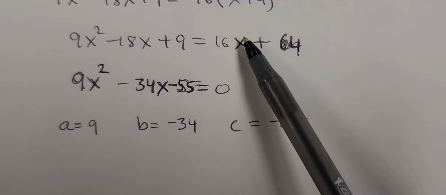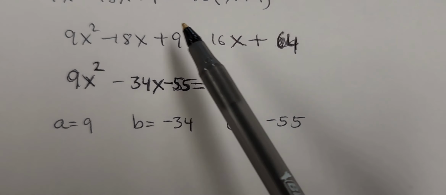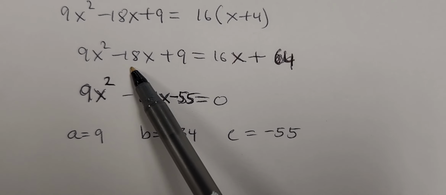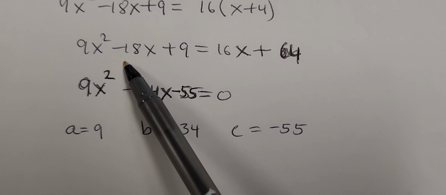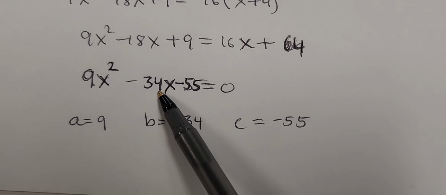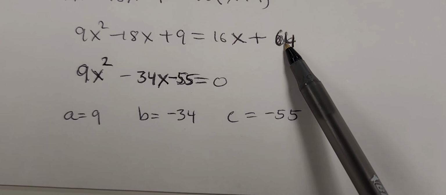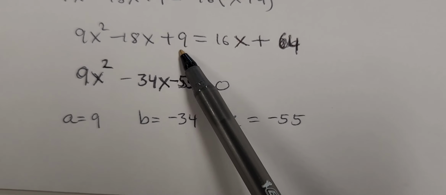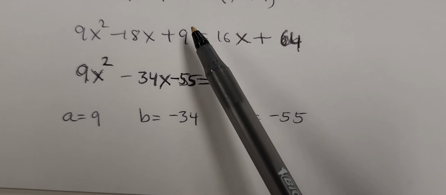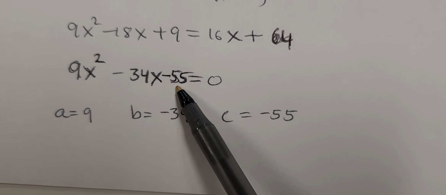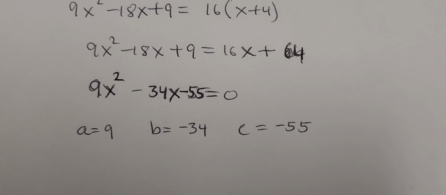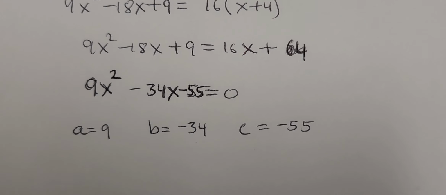One more time, this is a positive 16. Bring it to the left side will become negative 16. So negative 18 plus another negative 16 gives me negative 34. This is a positive 64. I bring it to the left side, becomes negative 64. So 9 subtract 64 gives me negative 55. Okay, so be very careful when you combine like terms and bring onto the other side.